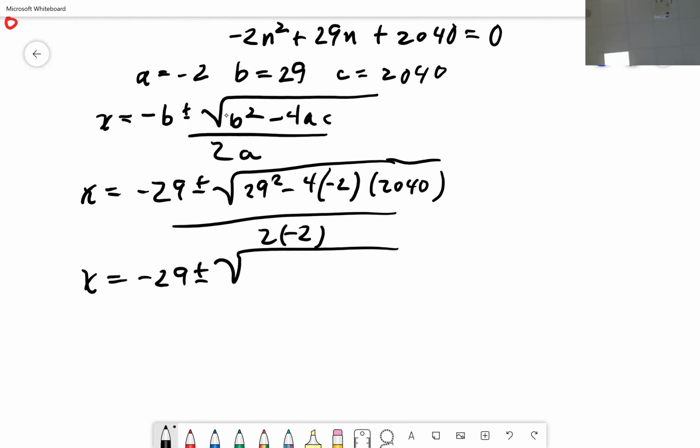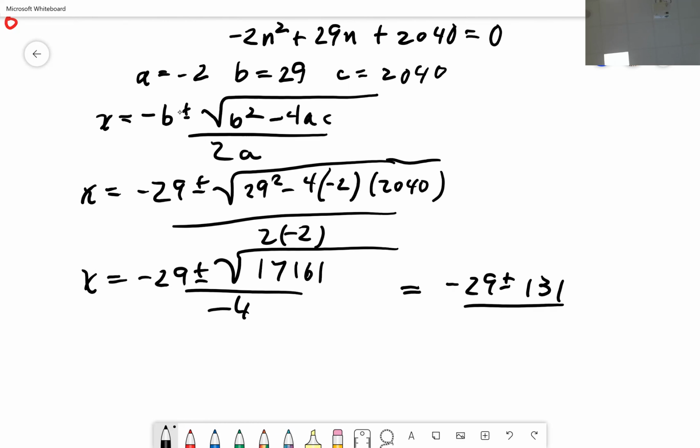I'm going to try to solve what's in that radical now. 2040 times negative 2 comes out negative, but then times negative 4, so times 2 times 4, because I know it's going to come out positive. So I got 16,320. Plus 29 squared equals 17,161, divided by negative 4. I hope that's correct because I don't want to do this again. I get 131. So it's going to be negative 29 plus or minus 131 divided by negative 4.